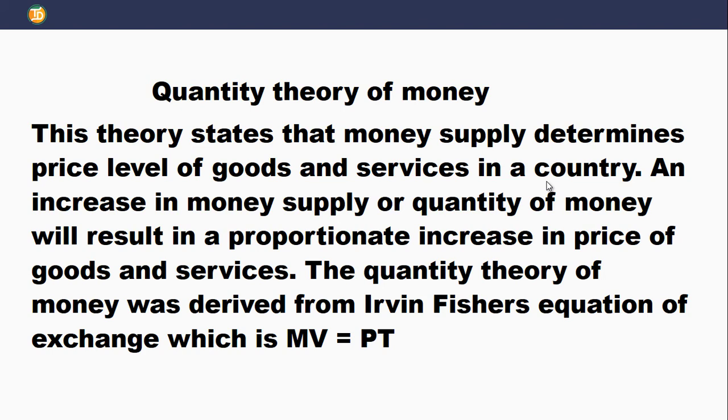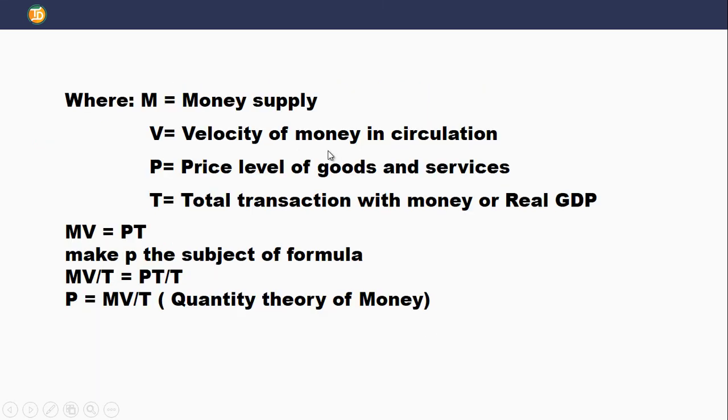The quantity theory of money formula was derived from Irving Fisher's equation of exchange, which is MV equals PT. M refers to money supply in an economy. V refers to velocity of money circulation in the country. P refers to the price level of goods and services in a country. T refers to the total transaction with money or the real GDP. So MV equals PT is Irving Fisher's equation of exchange.